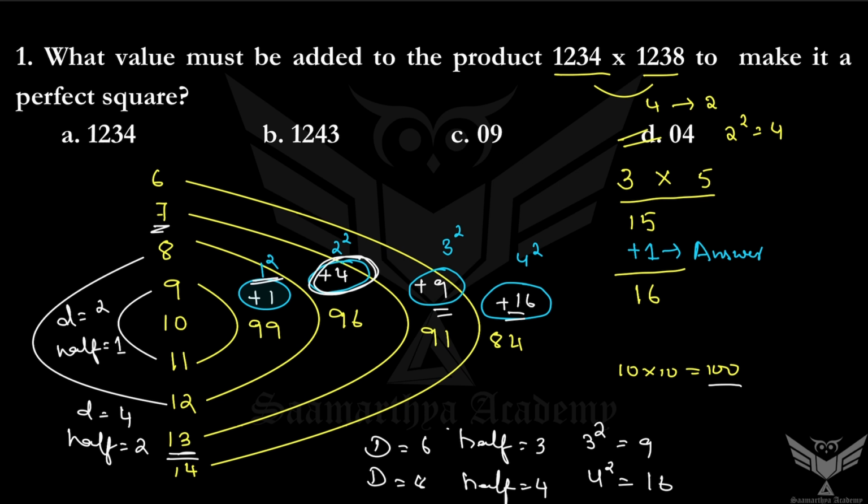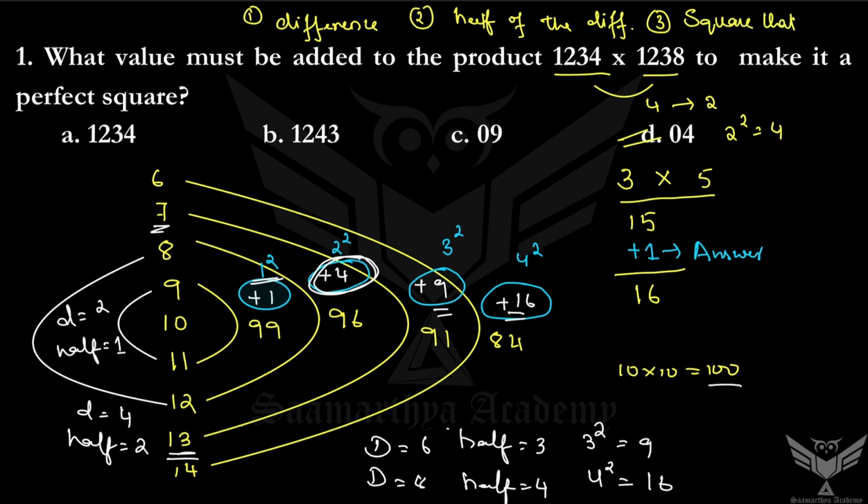So very simple, 3 steps. First is the difference. Second step, you have to take half of the difference. Next, third, square that half. That's it.